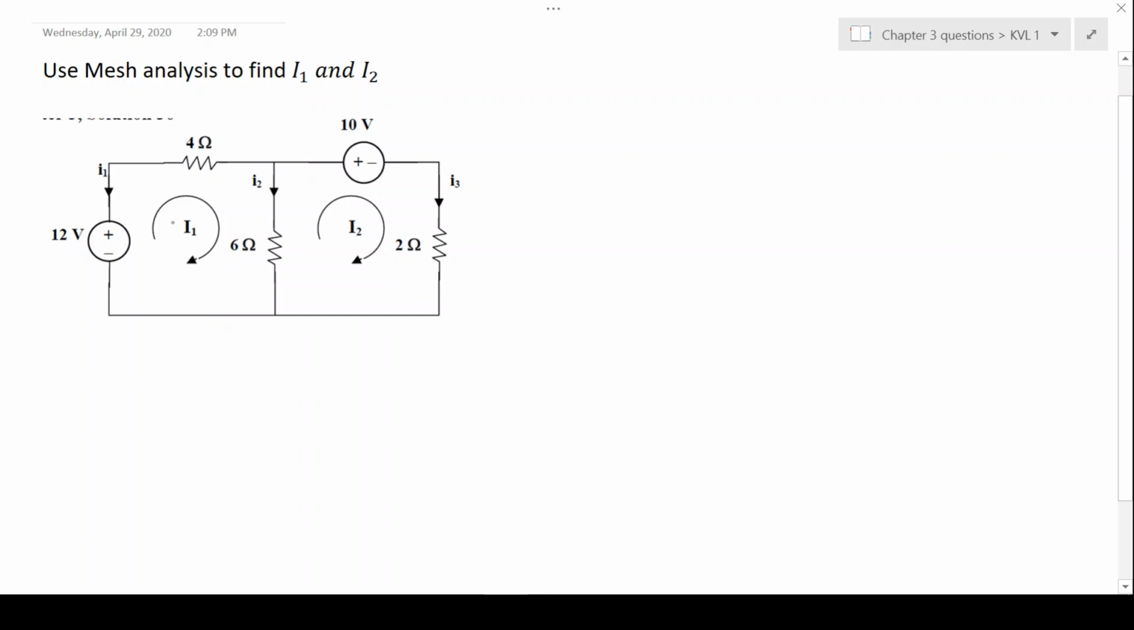Right, so what are we going to do? We can look at both meshes and do the required KVL. So what will the KVL expression be? Let's start off with mesh 1. KVL mesh 1: we start off with the negative 12 volts plus 4 I1, and this is capital I1, plus 6 times (I1 minus I2).